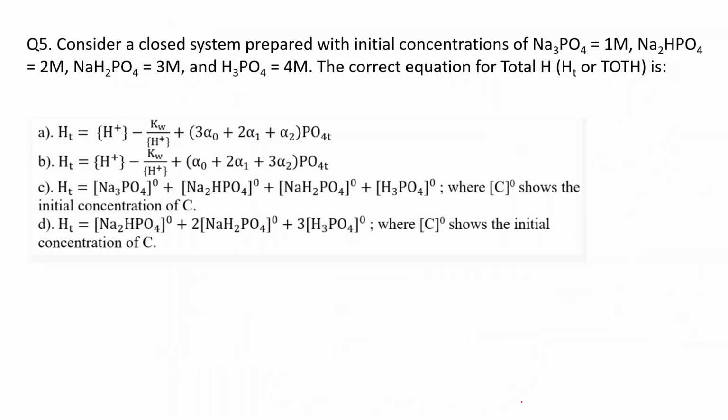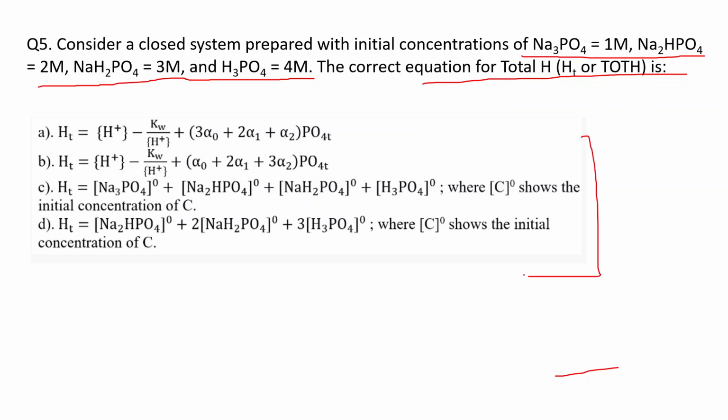We'll see the next question. Consider a closed system prepared with initial concentration of Na3PO4 as 1 molar and Na2HPO4 as 2 molar, NaH2PO4 as 3 molar and H3PO4 as 4 molar. The correct equation for total H, HT, is equal to, among these, what is the correct equation? Please solve this question. We'll see the solution in a while.